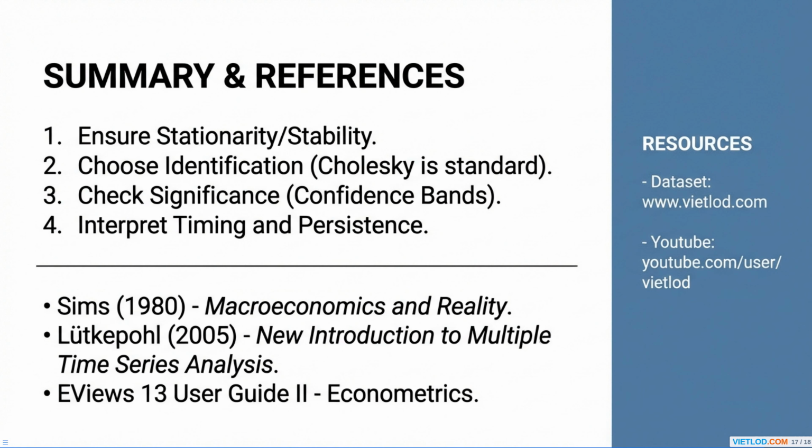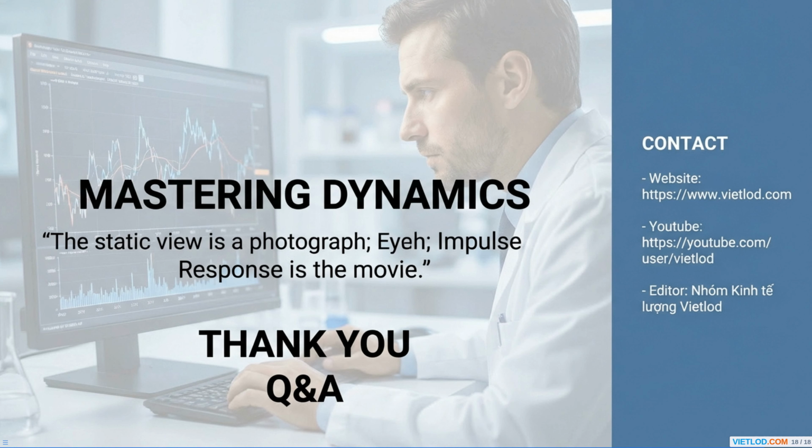To summarize our discussion on impulse response analysis, there are 4 key steps. First, always ensure your data exhibits stationarity and the VAR system is stable. Second, choose an appropriate identification strategy. Cholesky decomposition is a standard choice. Third, check the statistical significance of your impulse responses, typically using confidence bands. And fourth, the ultimate goal is to interpret the timing, magnitude, and persistence of the effects to tell a clear economic story.